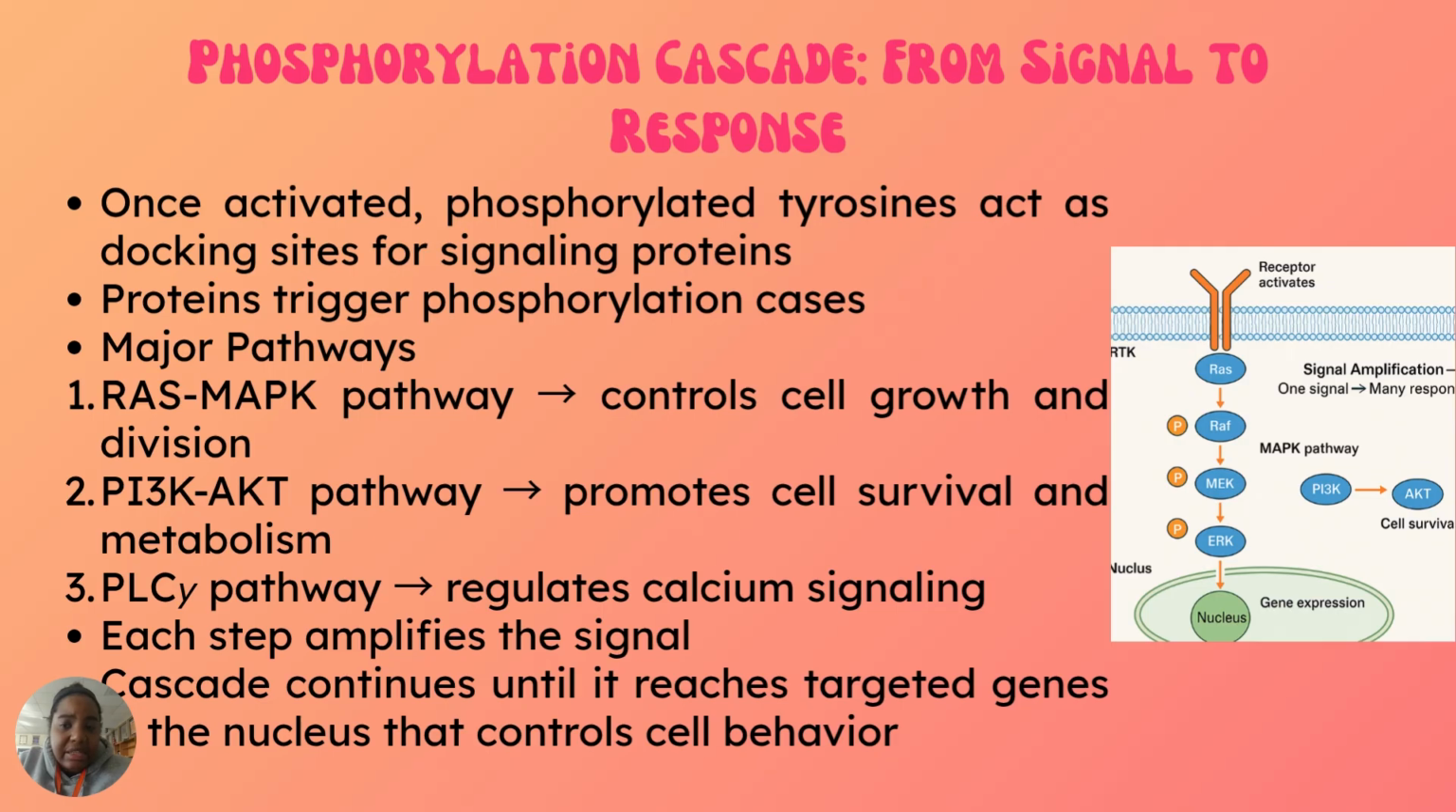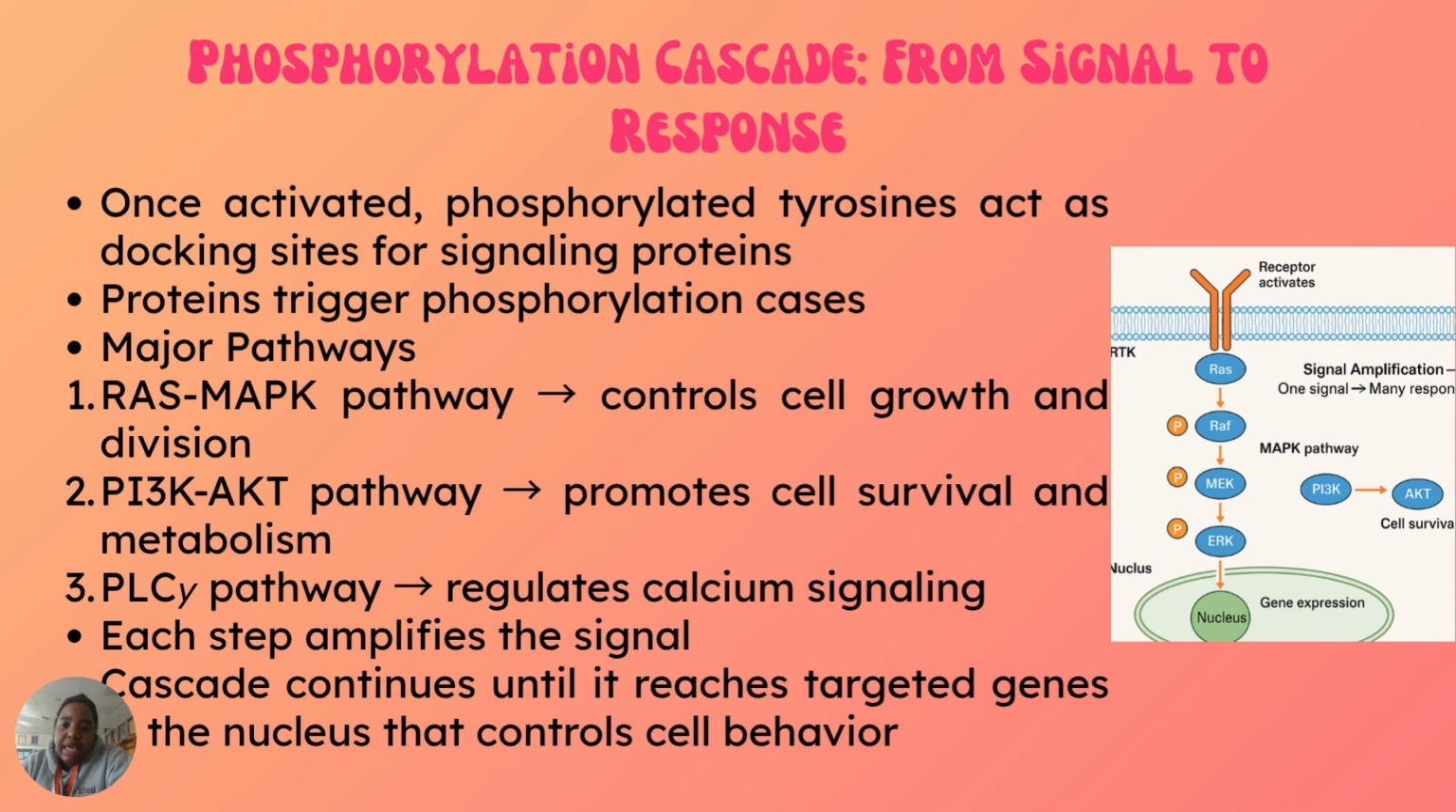In a cell, each protein phosphorylates and activates the next, passing the signal forward until it reaches the nucleus. An example of this is the best known pathway, the RAS MAPK pathway. For this pathway, the activated RTK recruits a small GTP binding protein called RAS. RAS switches from an off state to an on state.